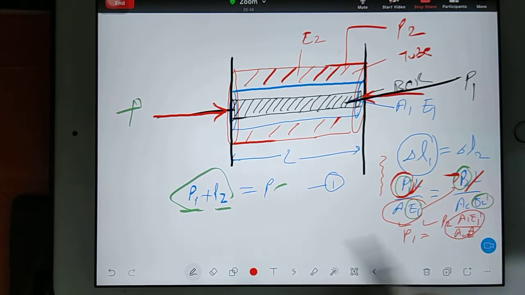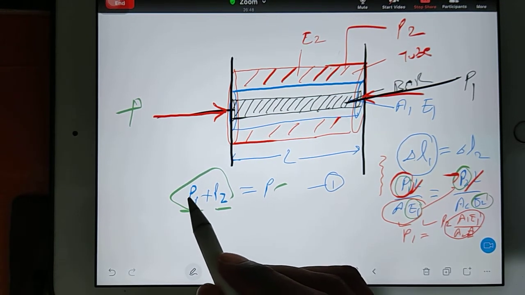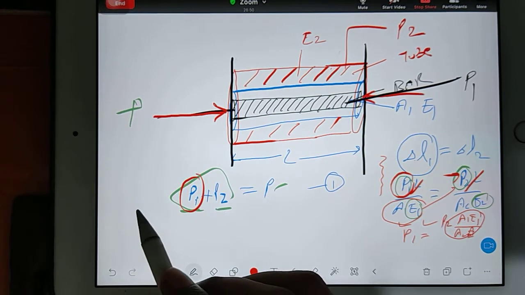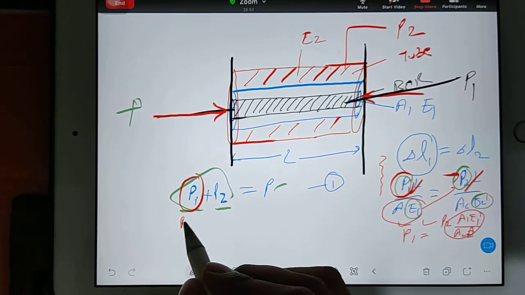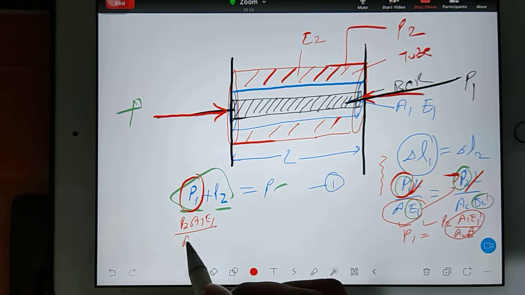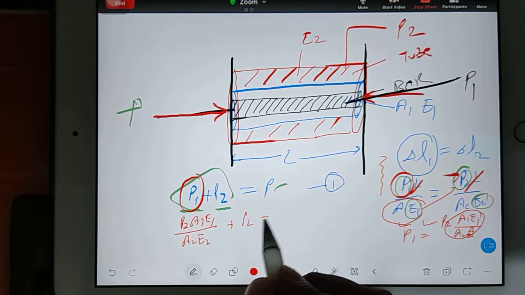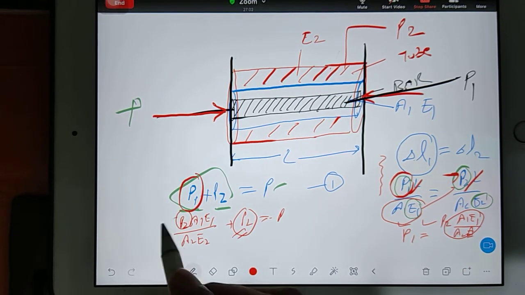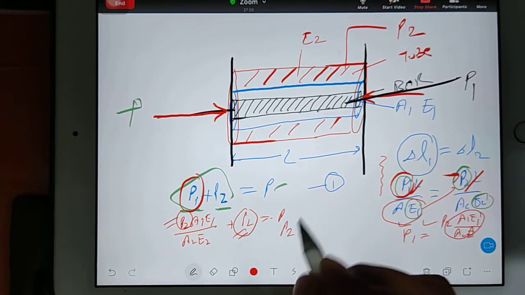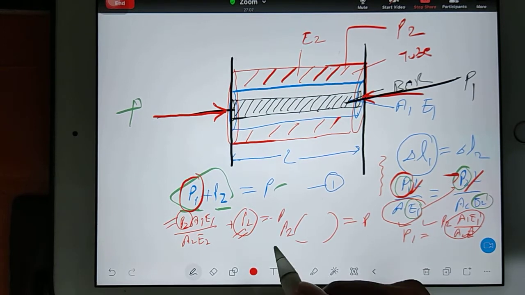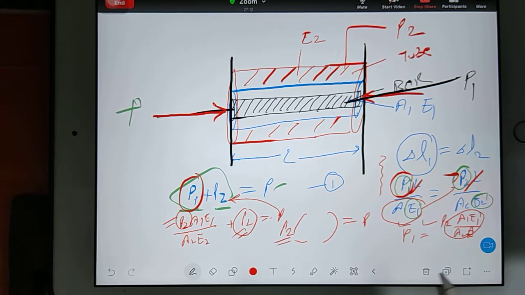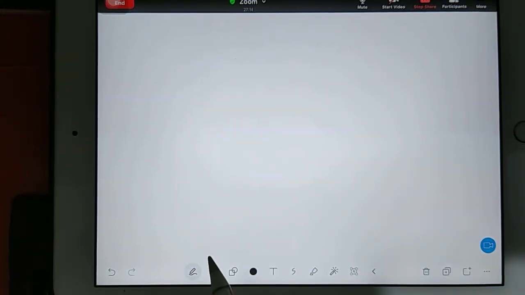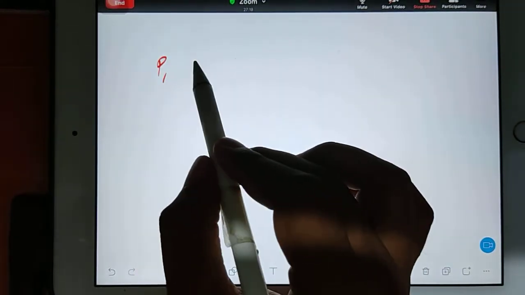So this portion we can substitute in the place of P1. So you substitute P2 A1 E1 divided by A2 E2 plus P2 is equal to P. Then you take P2 common. So when you take P2 common, whatever will be inside is equal to P. So you found P2 value, then substitute P2 value here. You should remember these P1 P2 values, so for that I am giving you a direct trick on how to remember the P1 formula.